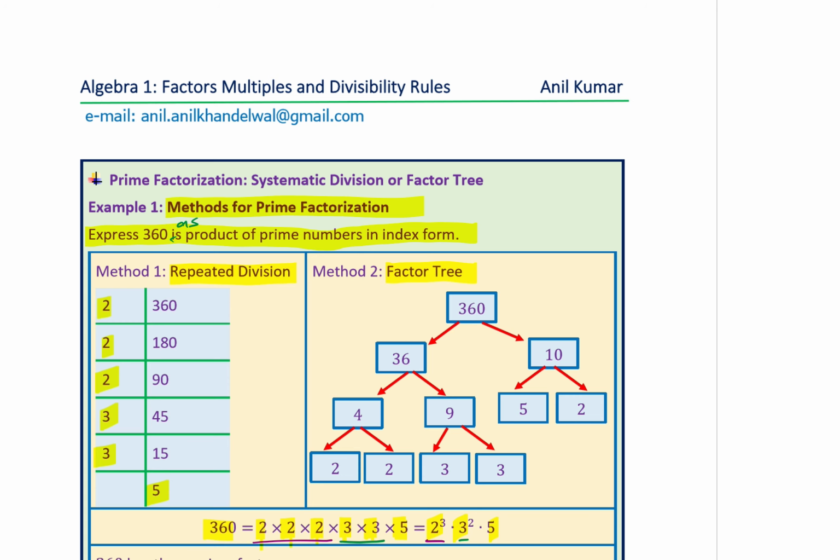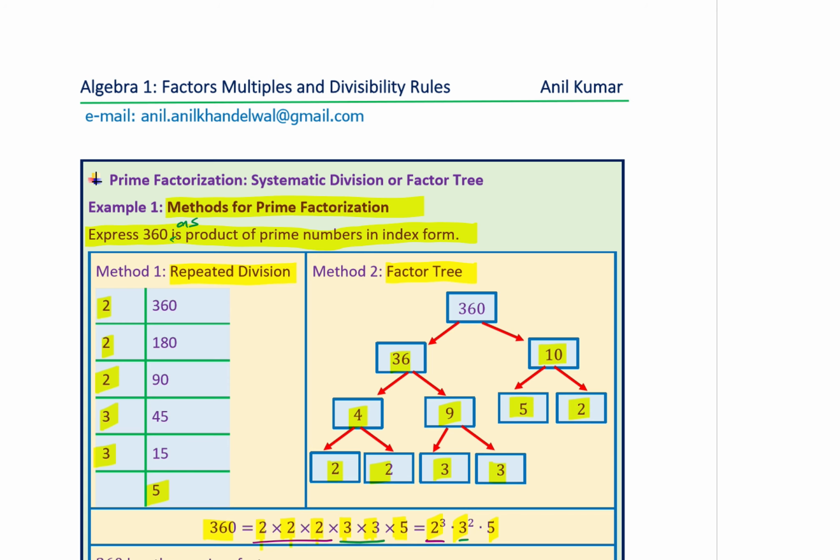So 360, as you know, you can divide it by any two numbers which are its factors. For example, 36 and 10. 36 and 10 gives you 360. Now 36 is 4 times 9, 10 is 5 times 2. Well, those are prime numbers. You cannot go further. But 4 and 9 are composite numbers. You can always divide them by prime numbers, 2 and 3 gives you 9.